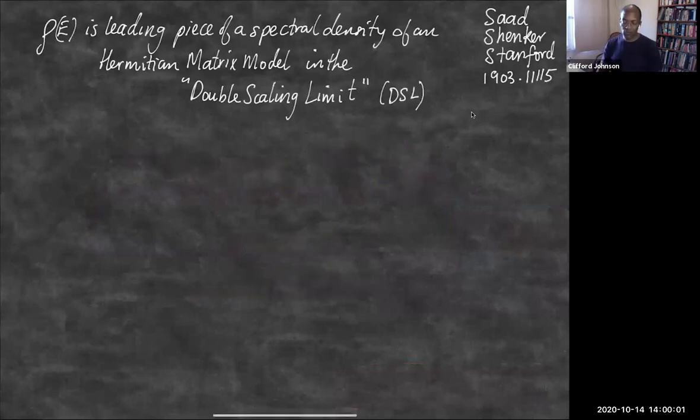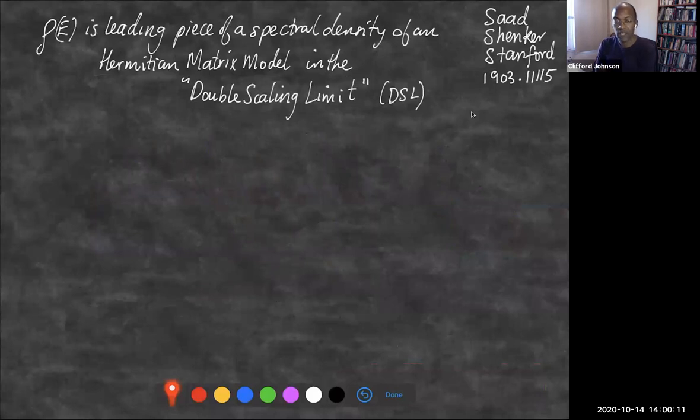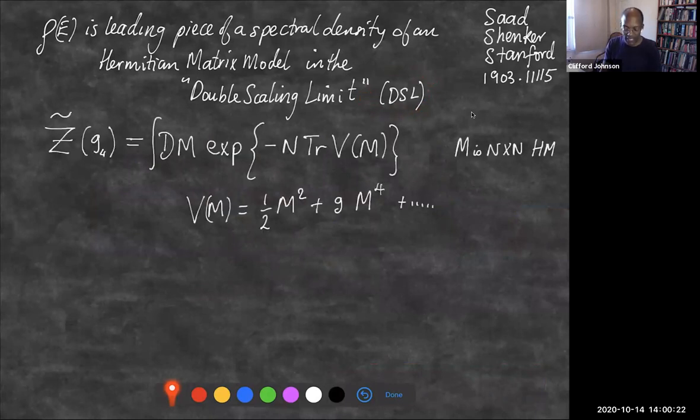So matrix models. What Saad, Shenker, and Stanford showed in this paper is this remarkable result that there's some sort of other description of JT gravity in terms of some matrix model in the double scaling limit. And so I need to tell you a little bit about what the double scaling limit is. So I need to go back in history a little bit.